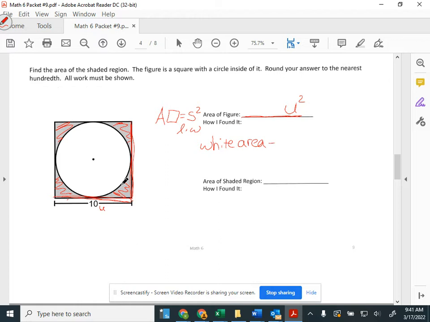How do we find the area of a circle? Isn't it pi?